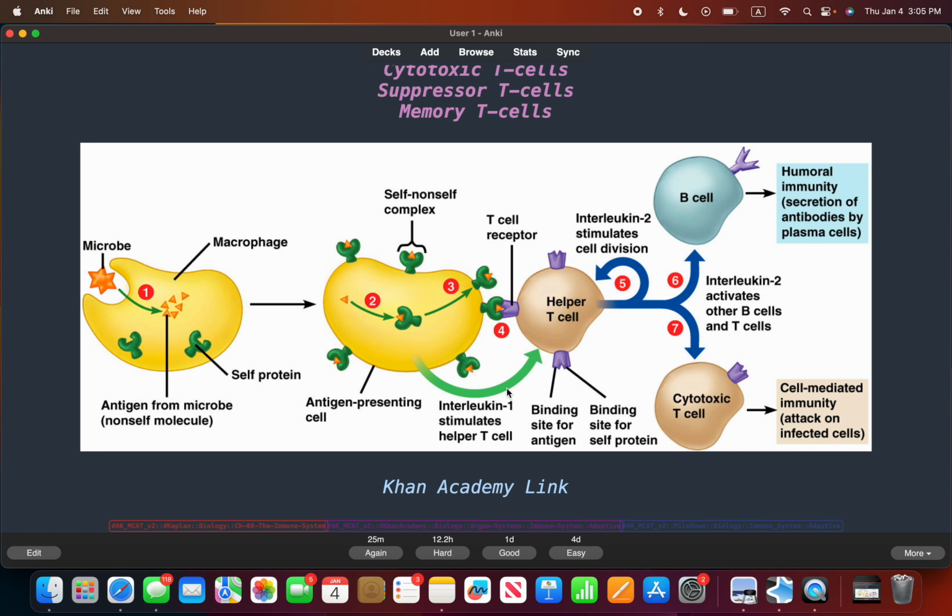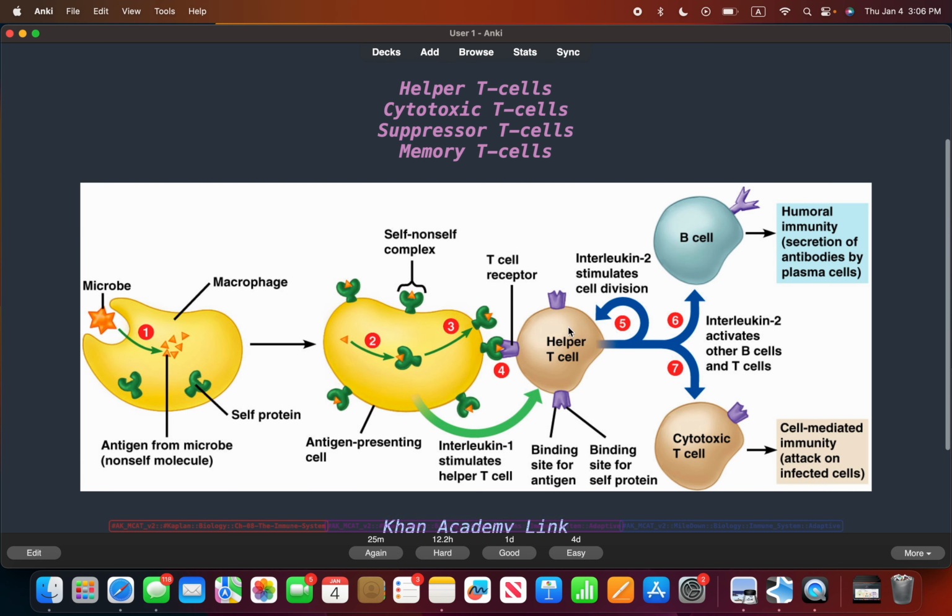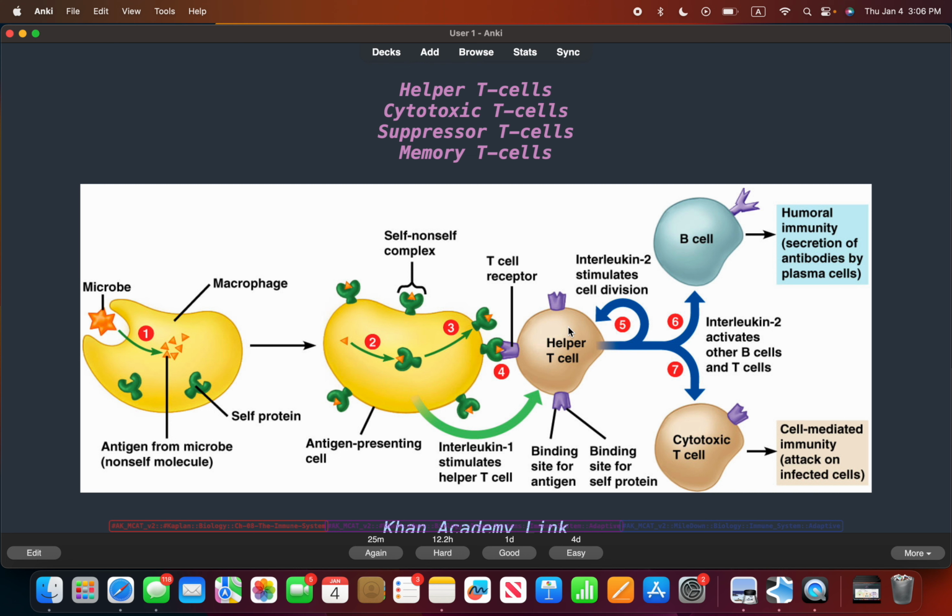Then there is interleukin 1, which stimulates helper T cells, and helper T cells have T cell receptors, and they bind. They have a binding site for antigen, and they have a binding site for self-protein. And interleukin 2 stimulates cell division, and interleukin 2 also activates other B cells and T cells. So the B cells give humoral immunity, the secretion of antibodies by plasma cells, and the cytotoxic T cells give cell-mediated immunity, and they attack infected cells. So helper T cells are the main T cell that give rise to both B cell and cytotoxic T cell.